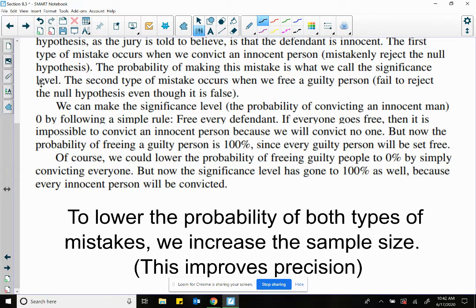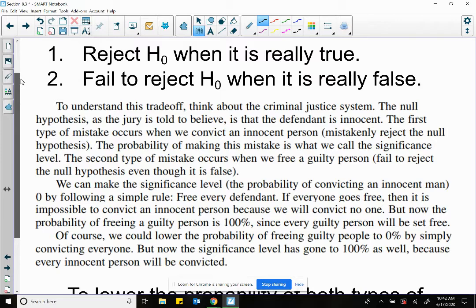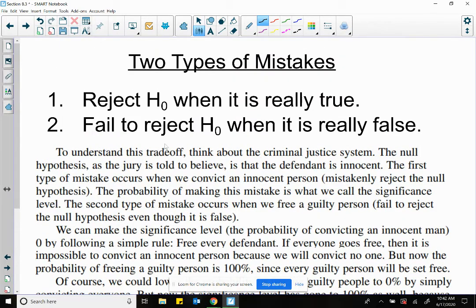All right. So, larger sample size, that's why it's important. That's why we check that. It helps us reduce the two types of mistakes.